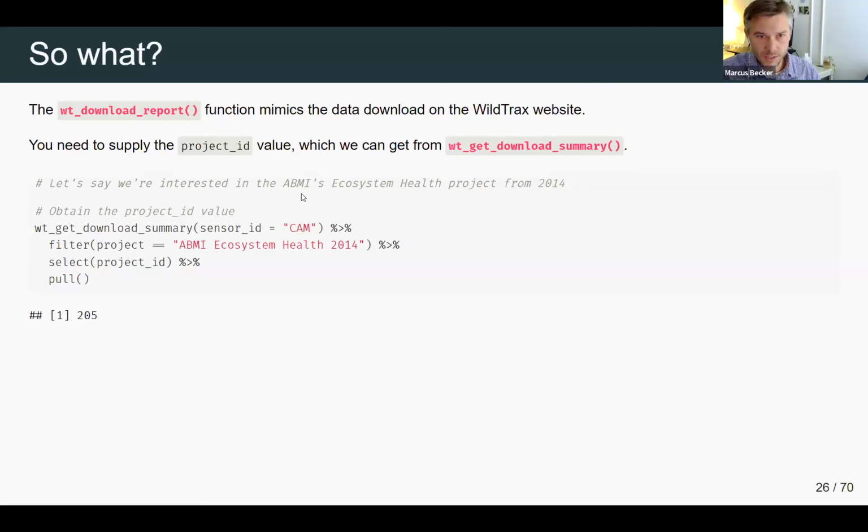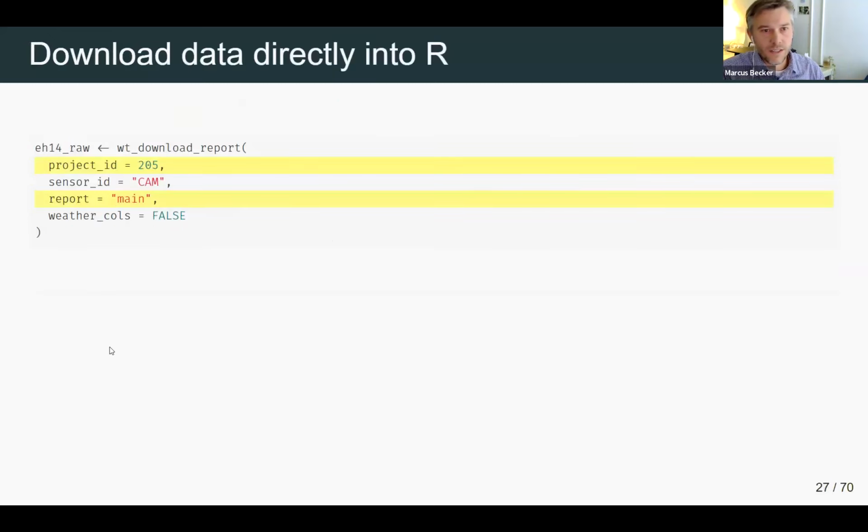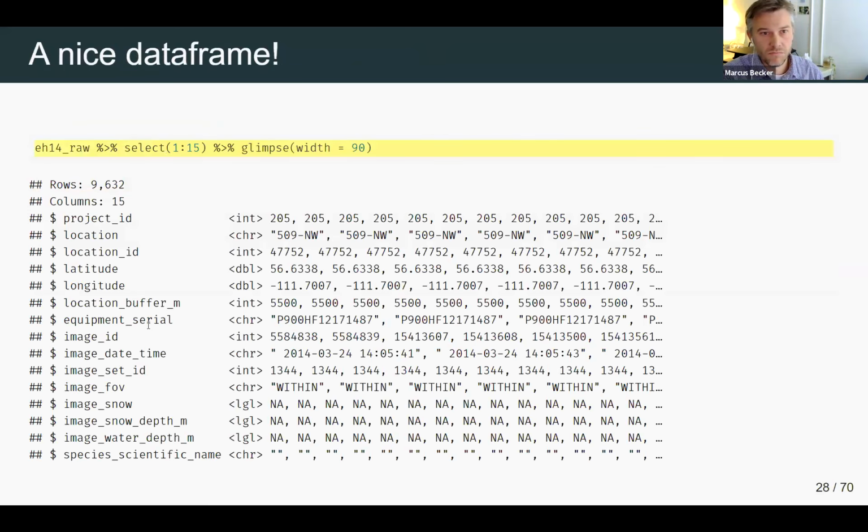So here I'm just using the example of the ABMI's Ecosystem Health Camera project from 2014. You obtain this project ID value, which is in this case just 205, which is obviously meaningless to us, but it's just the way that the database organizes the projects. And then in the download report function, you supply that 205 ID, the sensor, which is cam, and then the report type that you want. And then you'll get back a nice tidy data frame, which is awesome.